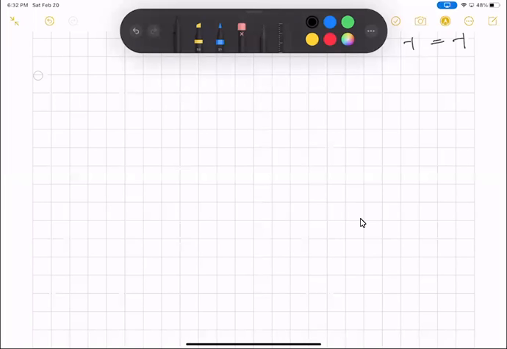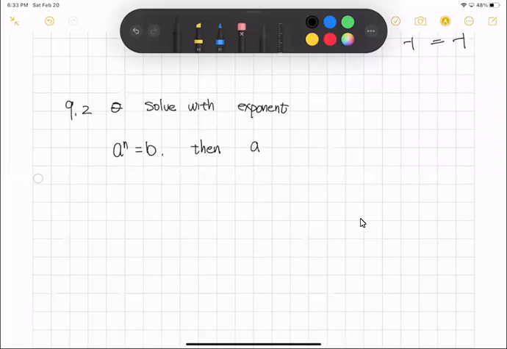Okay, earlier we learned how to solve the radical expression or radical function. Now we want to learn how to solve with exponents. Okay, first of all, some review. If a to the n equals b, then you can write it as a equals the nth root of b.